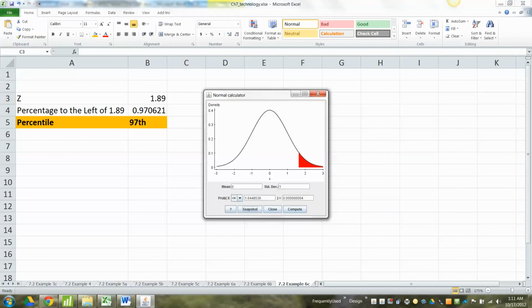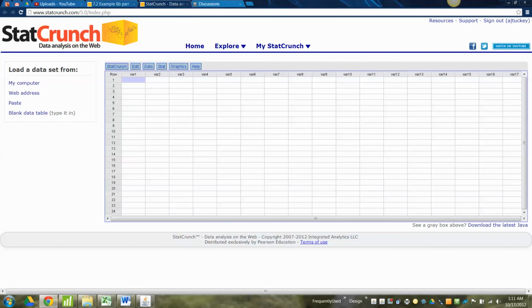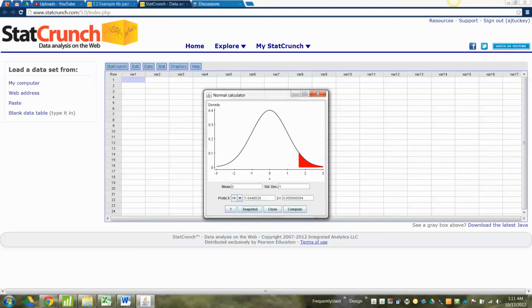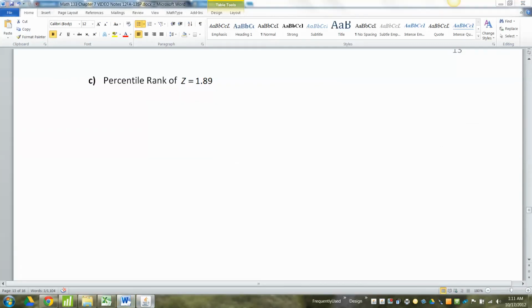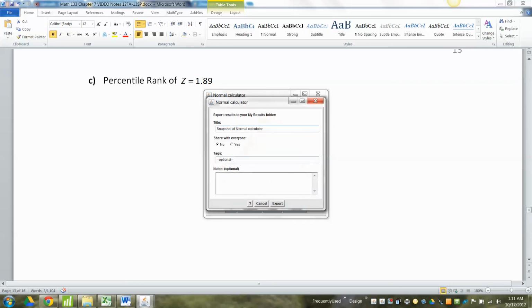Well, you pull up the normal calculator. It really helps, by the way, in case you missed it, that I have StatCrunch open in another window than the results page. That's what's allowing me to keep this little Java applet going. So that's kind of nice. All right, so the mean is 0, standard deviation is 1. Now this time I was given a z-value, so I'm going to do 1.89, but I want less than, because percentile is the percentage less than you. And there you can see it. It's 0.97 right there. I'm going to take a snapshot.